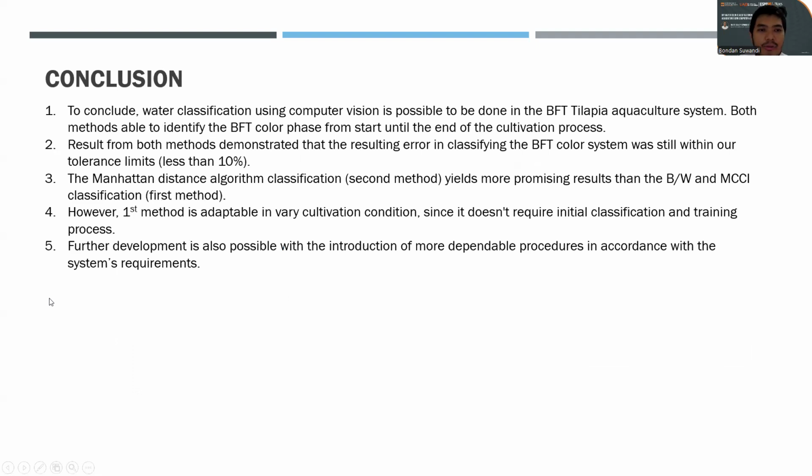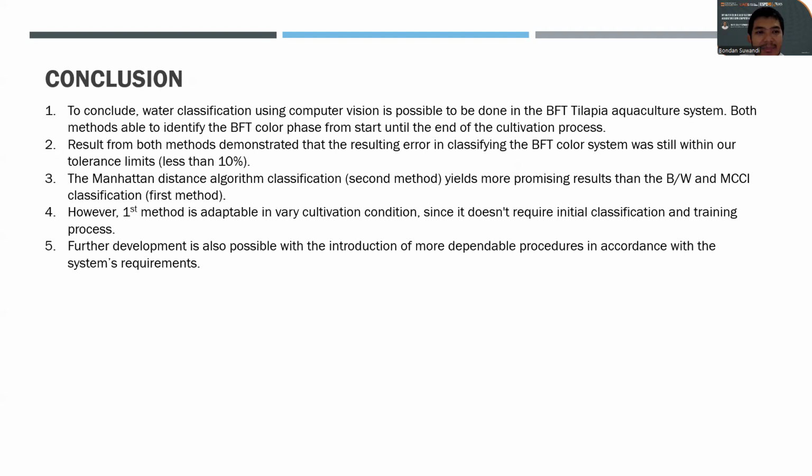And to conclude, we can say that water classification using computer vision is possible to be done in the BFT Tilapia aquaculture system method. It's able to identify the BFT color phase from the clear color until the end of the cultivation process, until it gets brown. Results from both methods demonstrate that the error in classifying the BFT color system was still within our tolerance limit, which is 10%. So we can use both.